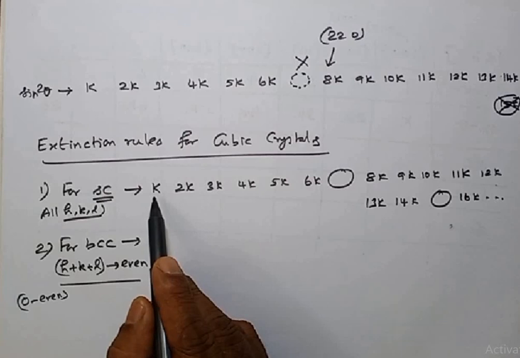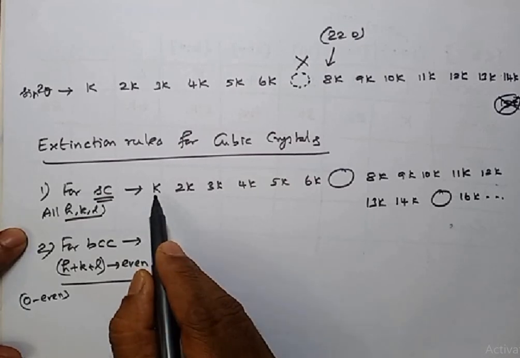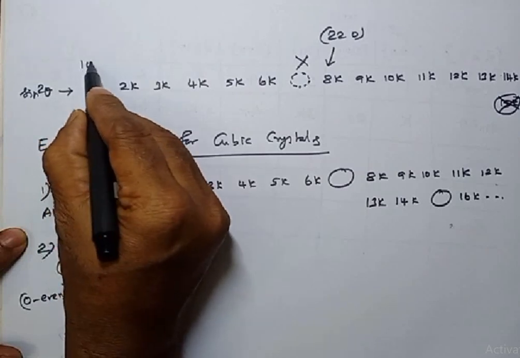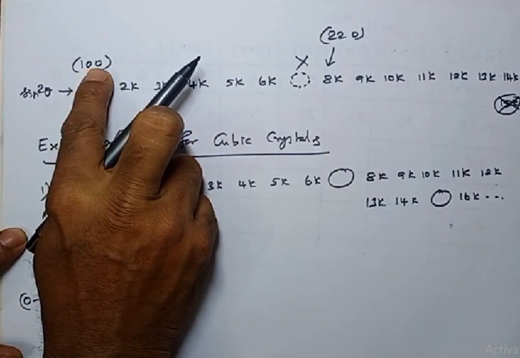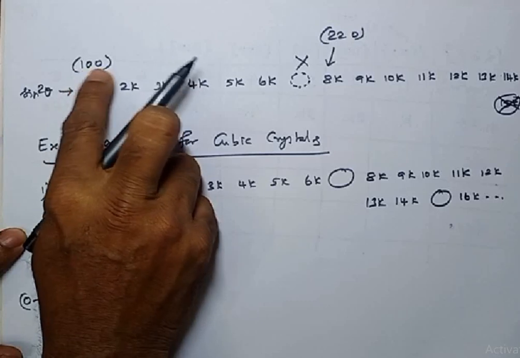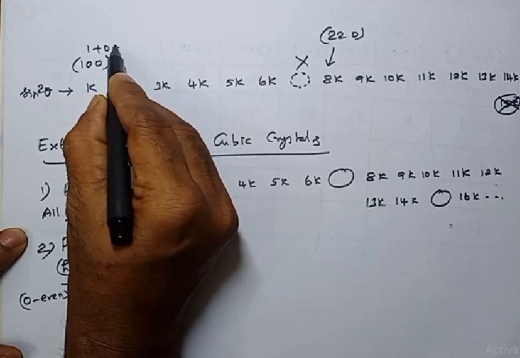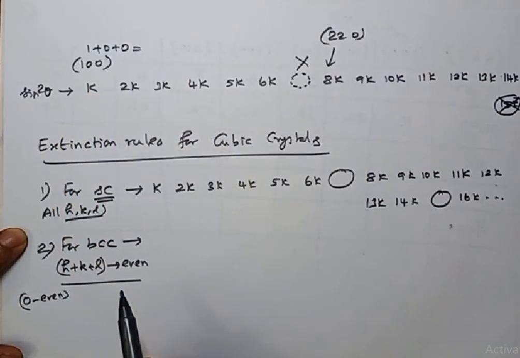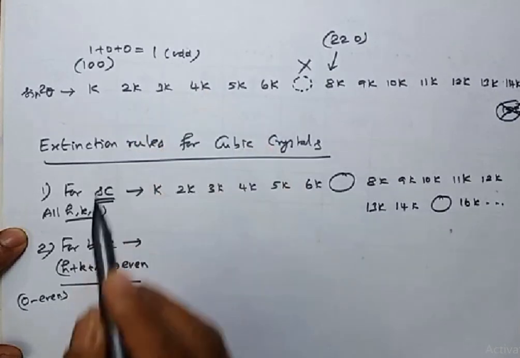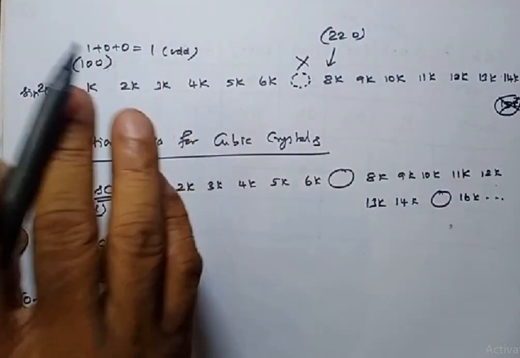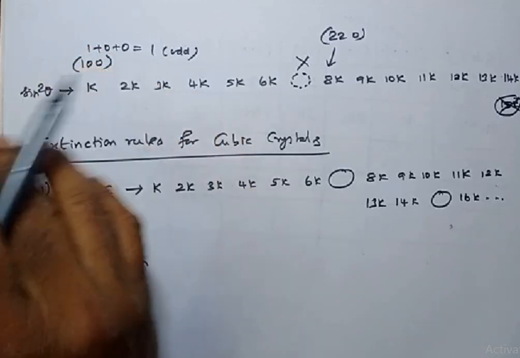Therefore, the first one is the 100 plane. This first K corresponds to the 100 family. H value is 1, K is 0, L is 0. If I sum up 1 plus 0 plus 0, what will I get? 1. 1 is an odd number. Therefore, reflection from this plane is destructive.